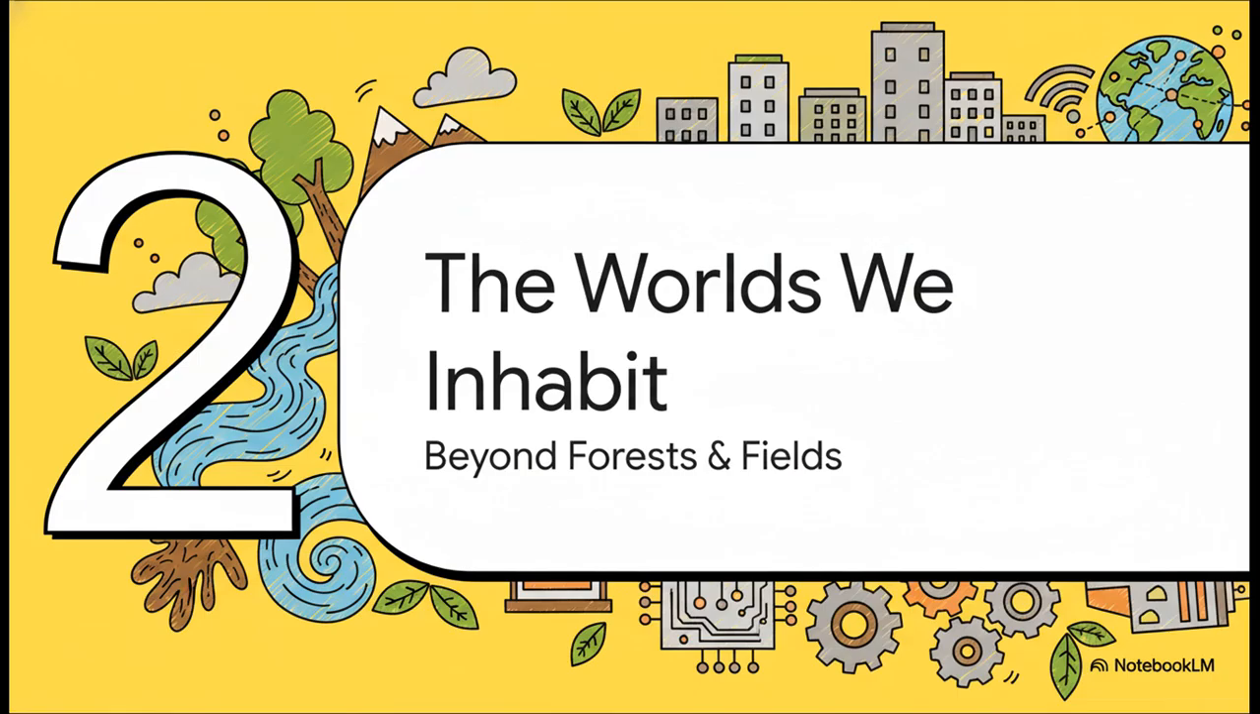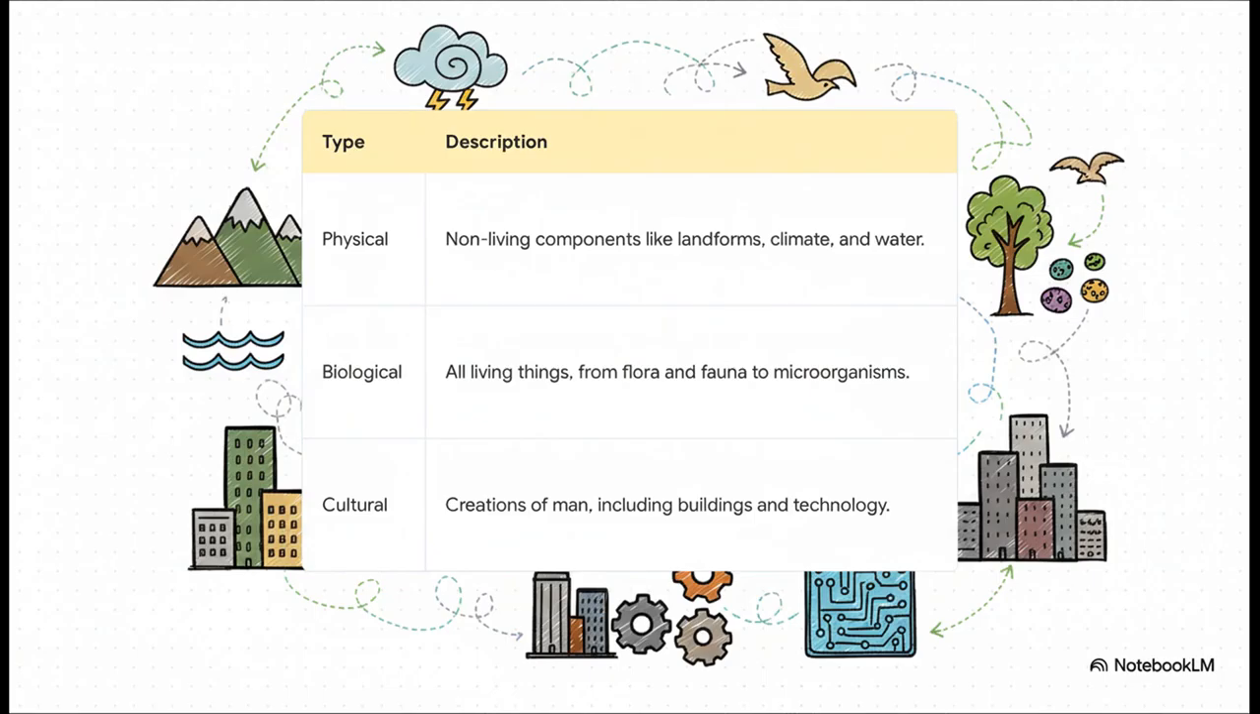So we have these fundamental building blocks, but depending on how you put them together, you can create vastly different kinds of worlds. And we're not just talking about forests and fields anymore. We can actually categorize environments into three main types. First, you have the physical environment. That's our abiotic world of land, water, and climate. Then you have the biological environment, our biotic world of plants and animals.